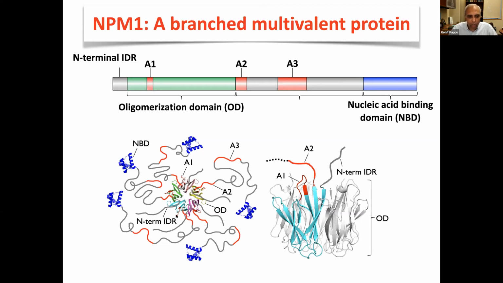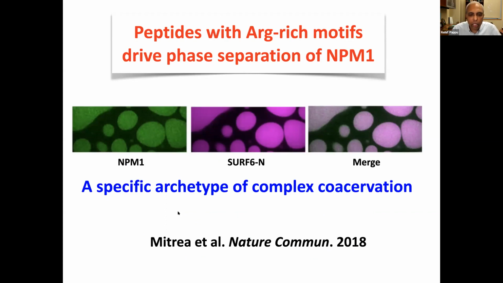The oligomerization domain drives the formation of pentamers. So essentially, this is a branched multivalent polymer that has disordered regions tethered onto a beautiful folded scaffold. It turns out that you can add arginine-rich peptides that will actually turn out to be the regulators of what's going on with nucleophosmin, so essentially the GC of the nucleolus.